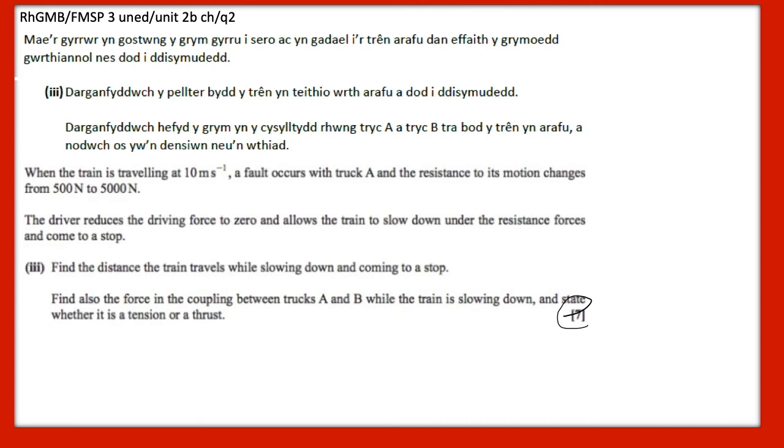So, okay, the train is traveling at 10 meters per second, so I've got an initial velocity. I've got a fault occurring in the truck. Its resistance to motion changes from 500 newtons to 5,000 newtons. That's a real error in the braking system there. Driving force becomes 0. And the train is going to slow down under the resistive forces until it comes to a stop. And I've got to find the distance travelled.